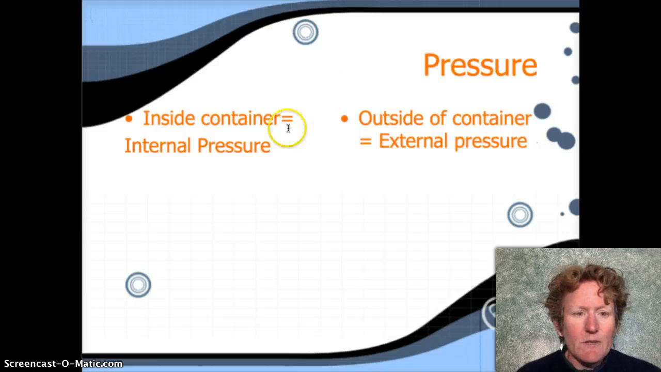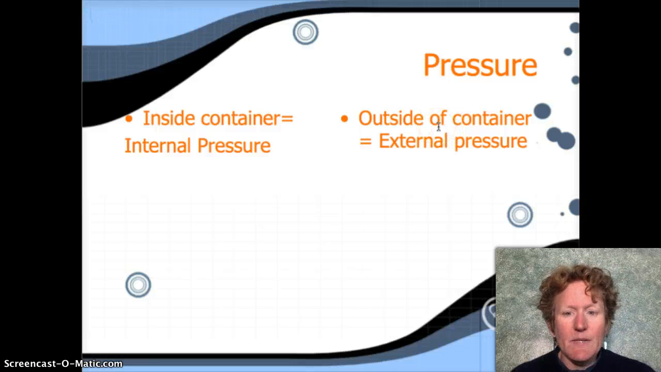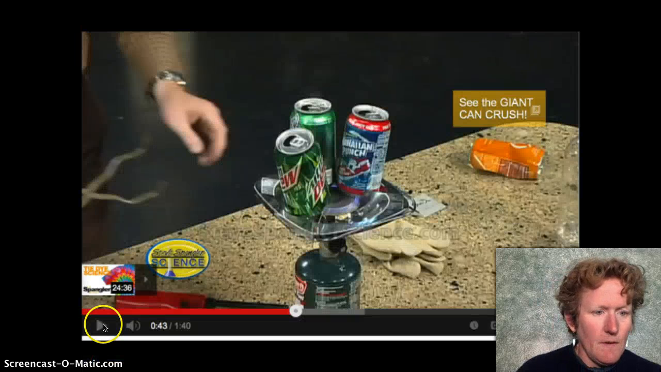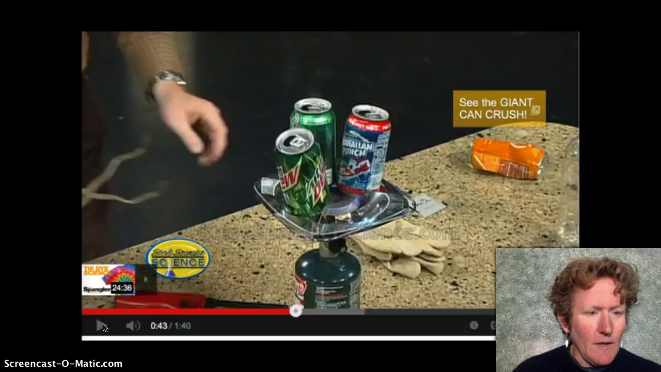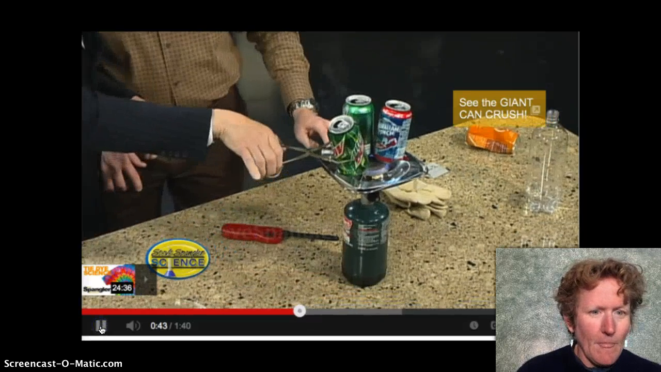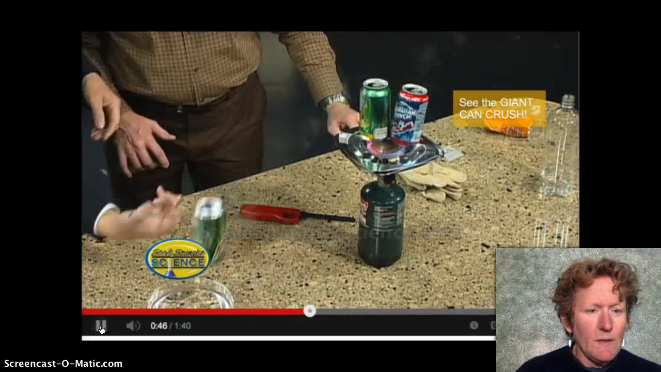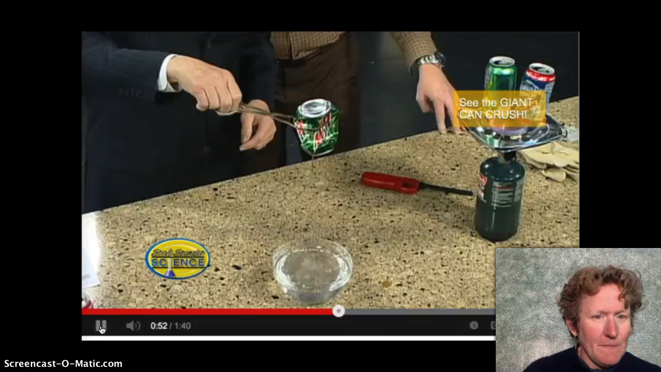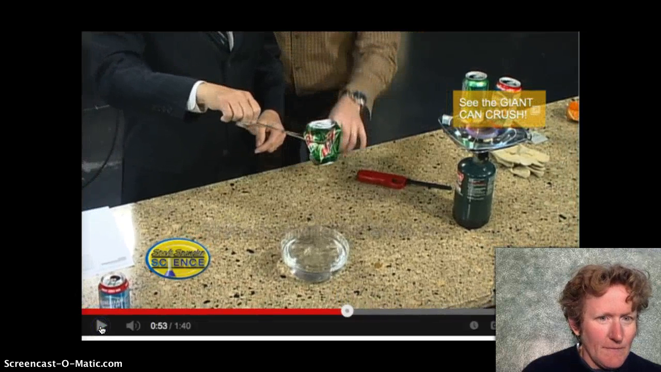There's two pressures. There's the pressure inside a container, like inside a pop can, and the pressure outside of a container. Let's take a quick look at what happens when internal and external pressure are different. So if you heat a soda can, turn it over, then quickly cool it, oh, nice. The soda can is going to change its shape. So it's literally the air pressure.